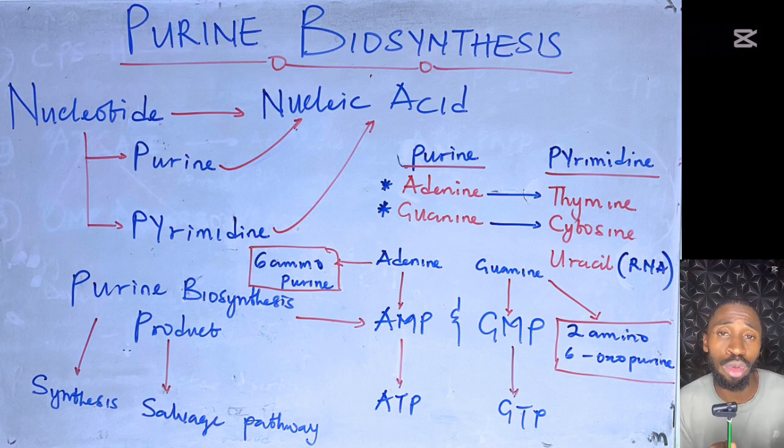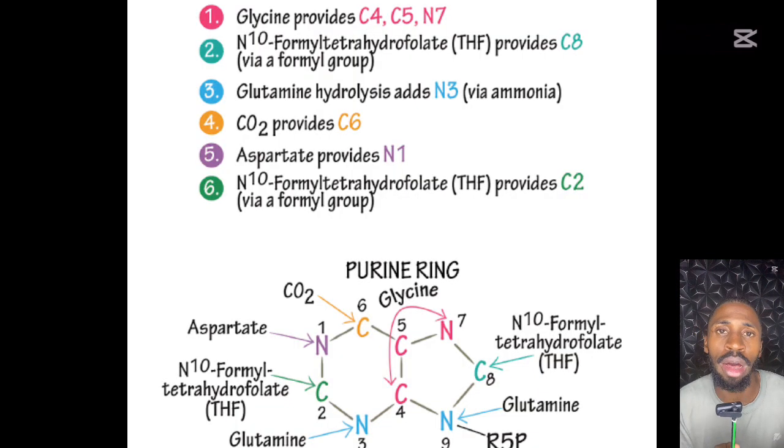One thing you have to understand before you start purine synthesis: we talked about the structure of pyrimidine. The pyrimidine is a heterocyclic ring, a 6-membered ring just like a benzene ring. But for purine, you have two rings combined together: a pyrimidine ring and an imidazole ring. So we have two rings in purine and one ring in pyrimidine.